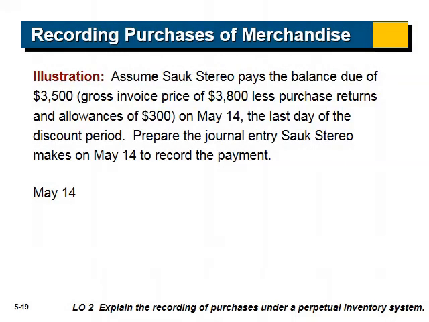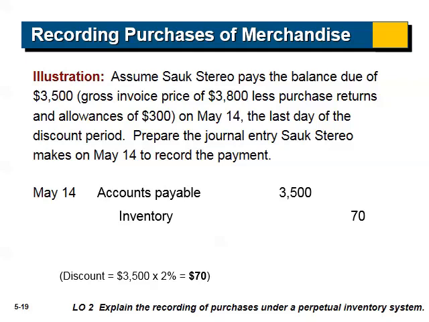As an illustration, assume Sauk Stereo pays the balance due of $3,500, which remember that was the original $3,800 less the return that they had of $300 on May 14th. And that was 10 days after they bought it. So that's the last day of the discount period. How would they record the payment? Well, first of all, you have to reduce the accounts payable by the full amount because that's what you owe them. However, the amount of cash is going to be less the discount. So the discount is computed as 2% of what you owe them.